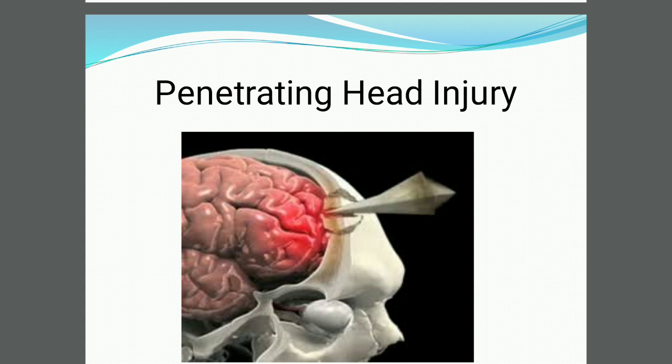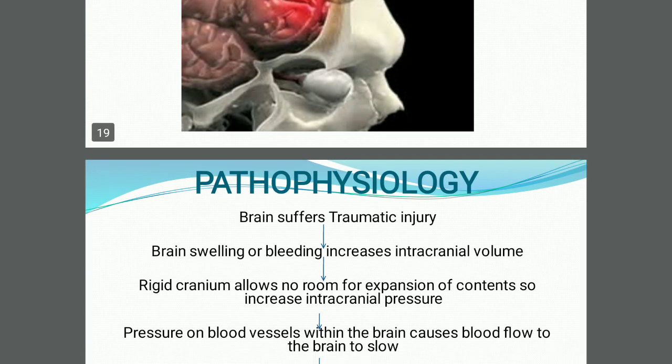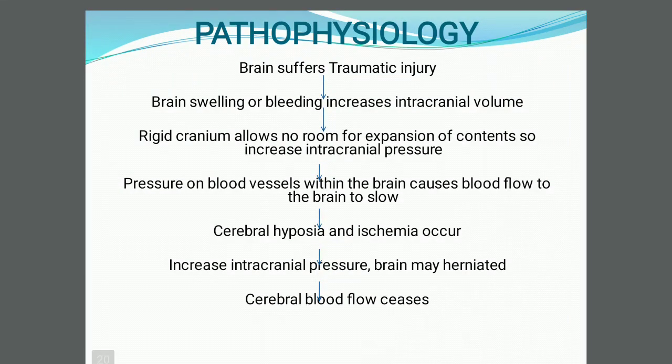Okay, next we'll talk about the pathophysiology. The brain will suffer traumatic injury due to the risk factors or causes. Then there will be brain swelling or bleeding inside the intracranial volume. There will be a rigid cranium which allows no room for the brain contents to expand. So there will be increased intracranial pressure.